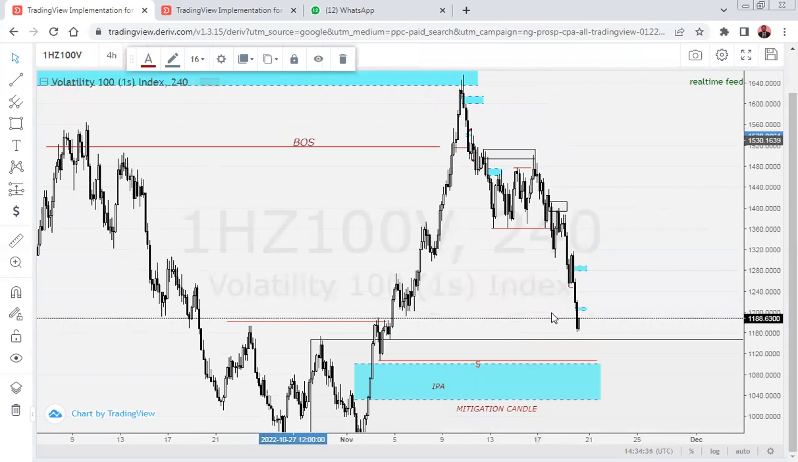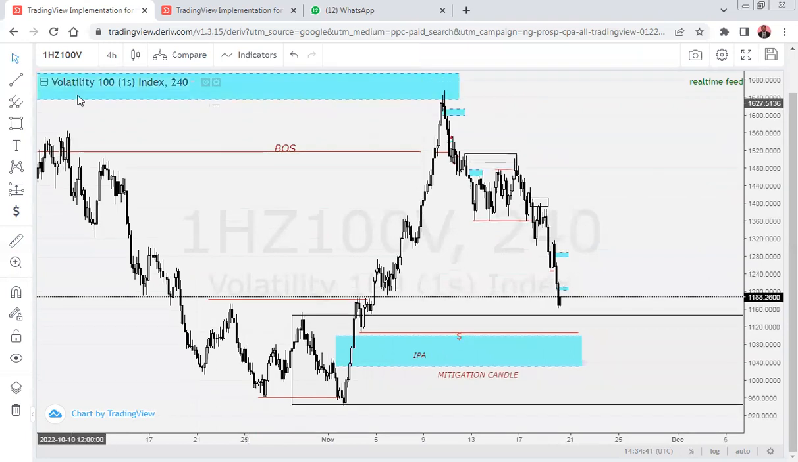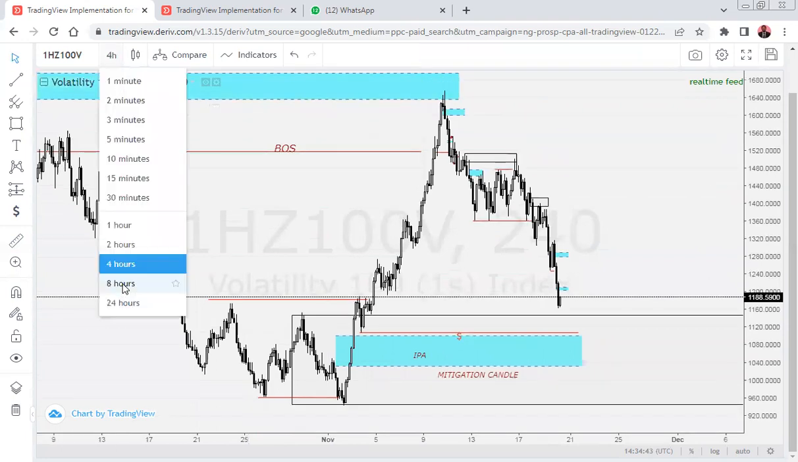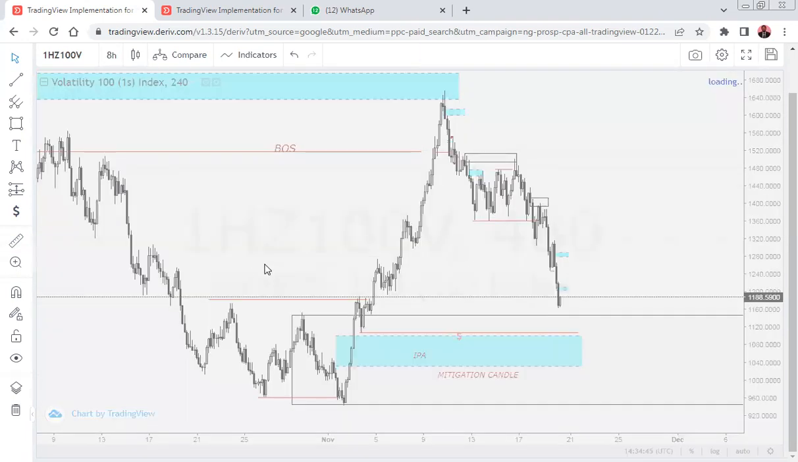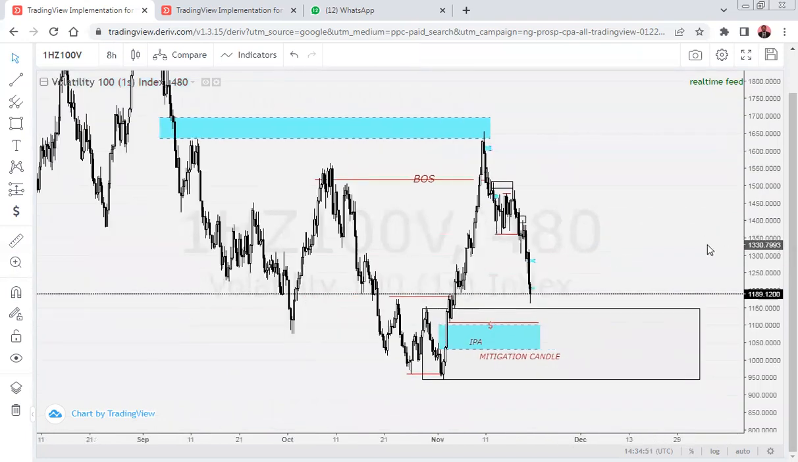So we expect price to come back into this place and redistribute, and then we can take it all the way up. Let's check 8 hours to see what we can get. But this is what I'm looking at. These are my thoughts. For me, this is what I would like to see.